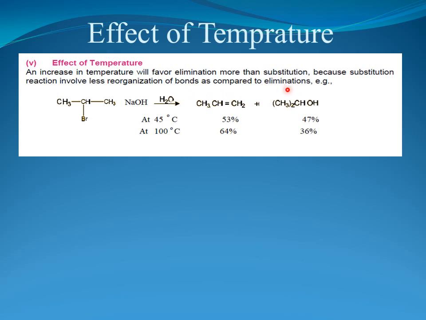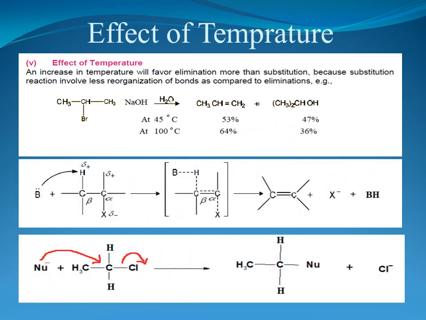Now here we are having 2-bromopropane. When it reacts with sodium hydroxide, it will give an elimination product, propene, along with a substitution product. Now students, at 45 degrees centigrade, the elimination product is 53%, whereas substitution product is 47%. But by increasing the temperature to 100 degrees Celsius, you can see the elimination product is 64%, whereas substitution product is 36%.